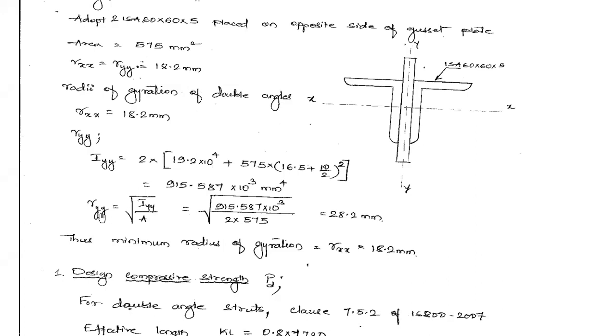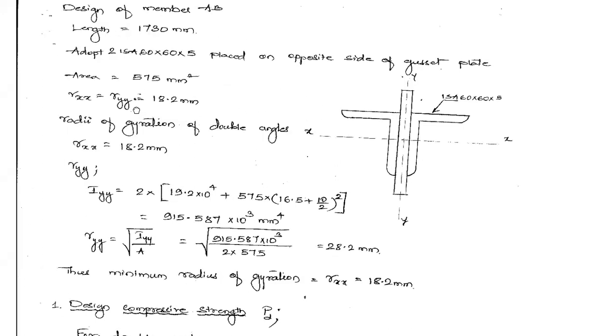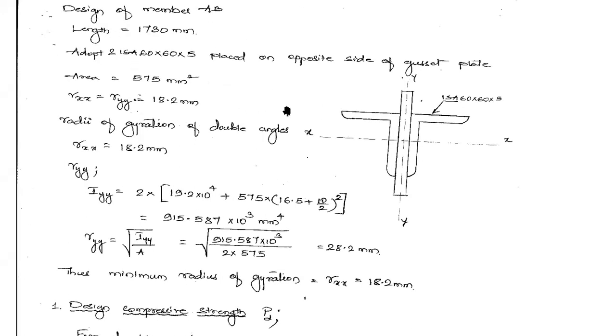Now what is the value of ryy for the combined, double angle section? It is 28.2 mm. Earlier rxx and ryy were the same, 18.2. Now which is the least radius of gyration for this double angle section? rxx is 18.2, whereas ryy is 28.2. So the least radius of gyration is rxx, about this xx axis, 18.2. If this member buckles, this principal rafter member, member EB, then it will buckle about the xx axis.